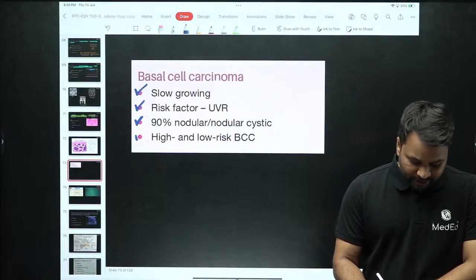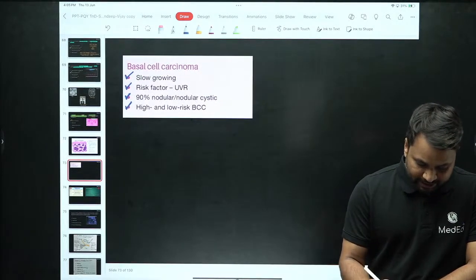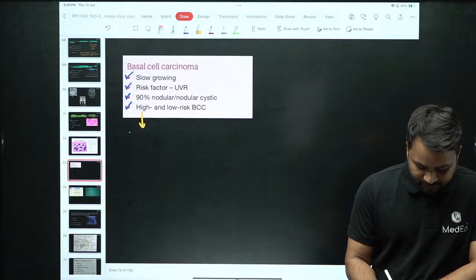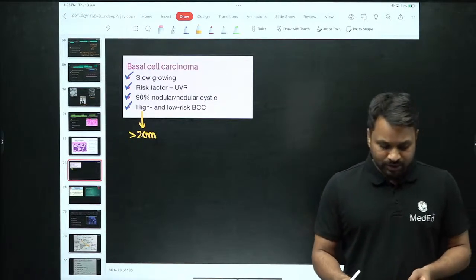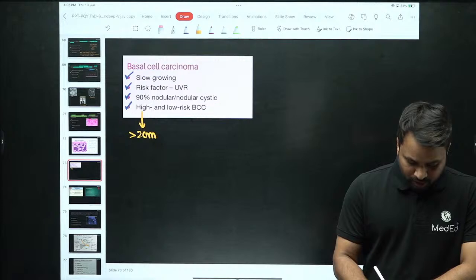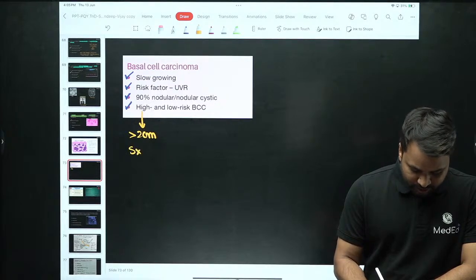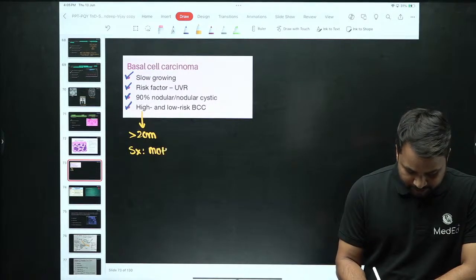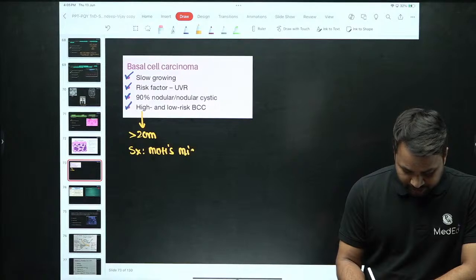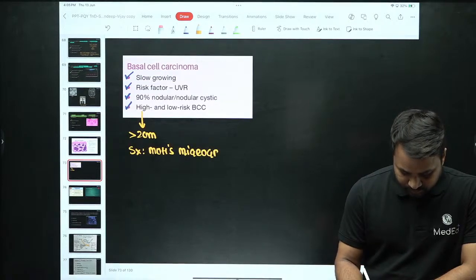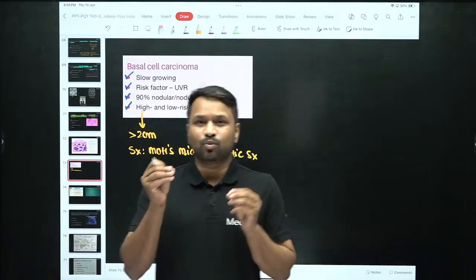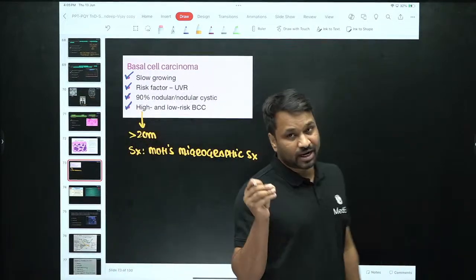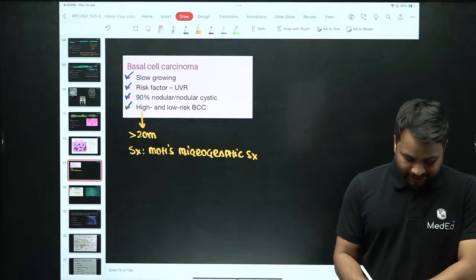They can be classified into high and low risk. Remember the categorization of the high risk: if it is more than 2 centimeters in size. Now, remember the name of the surgery that you can do here, which we call Mohs micrographic surgery, where you will put on the loops and try to dissect 1 millimeter of margin at a time until you get the margin to be negative, right?